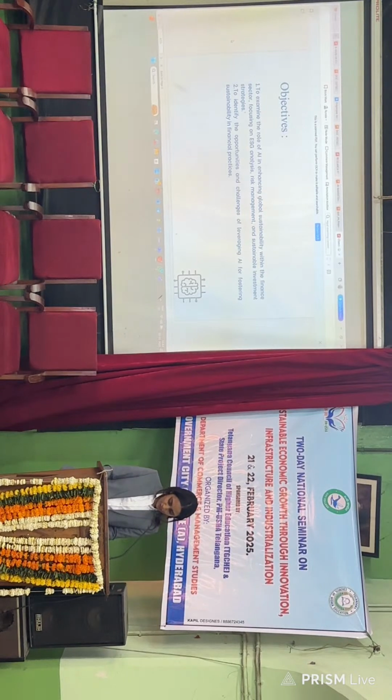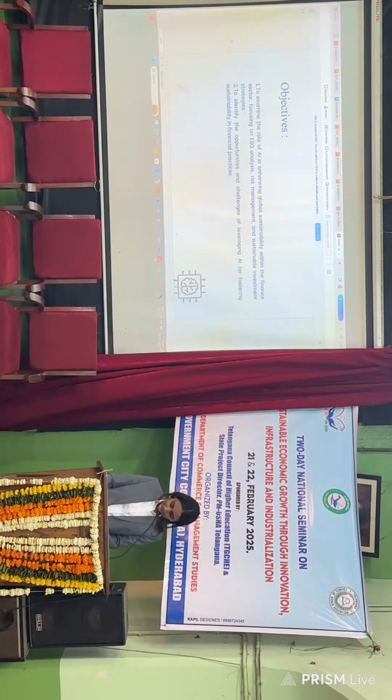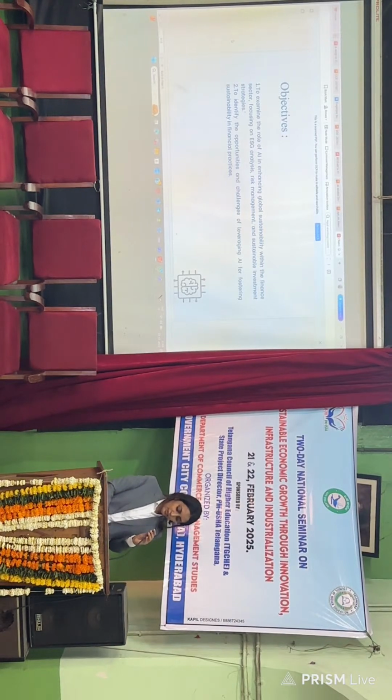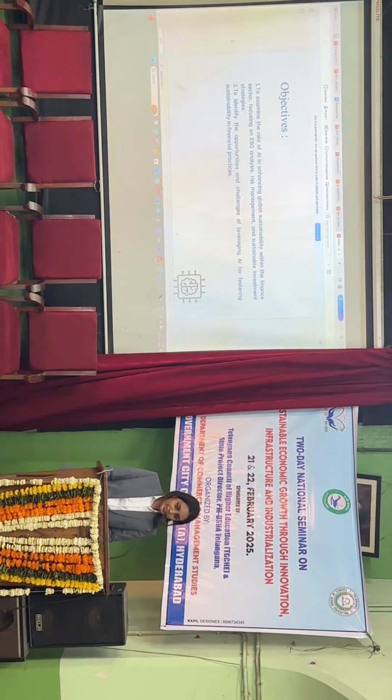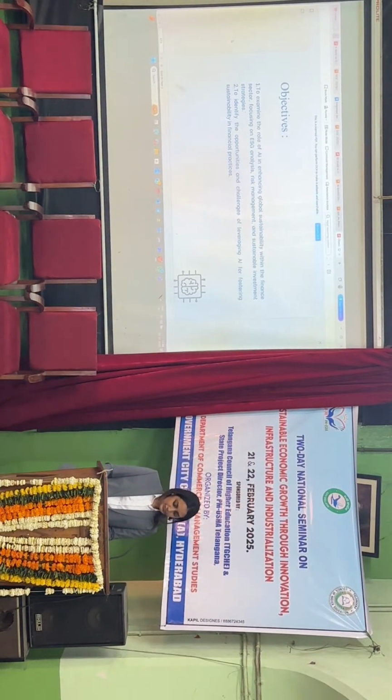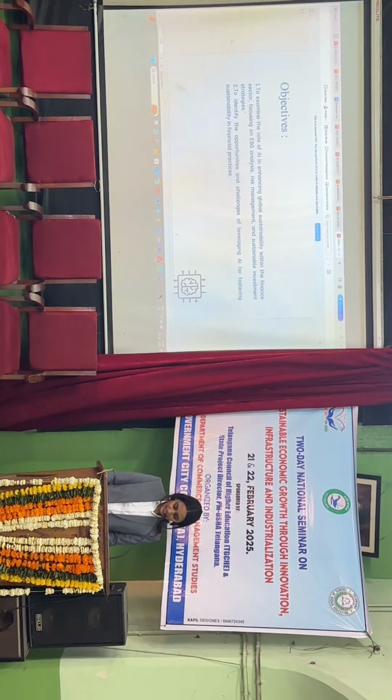To examine the role of AI in enhancing global sustainability within the finance sector, focusing on ESG mainly. As we talk about sustainability, ESG plays a main role, that is environment, social, and governance. That is our main role. And second is to identify the opportunities and challenges for the AI in leveraging the financial sector.